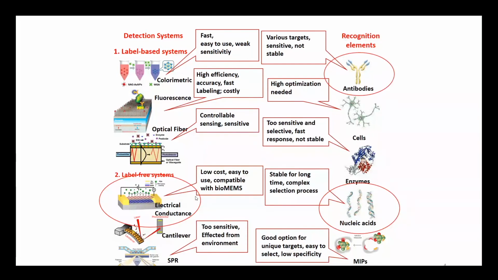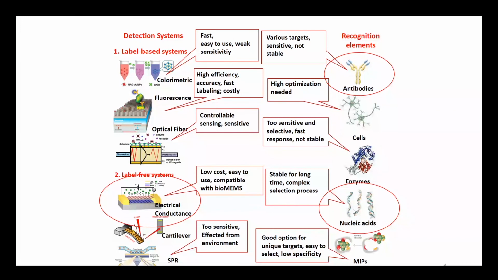So if we just check just briefly their advantage and a little disadvantage and challenges, this electrical conductance-based transducer, they have low cost, they are just cheap, and they are easy to use and they are fast, and also they are compatible with biomems and even with bionems system, this microelectromechanical system.